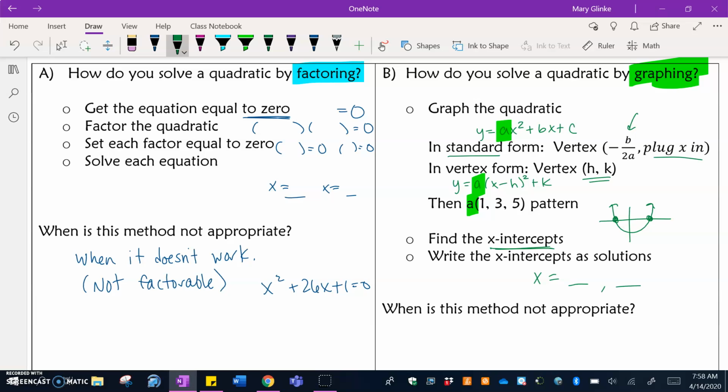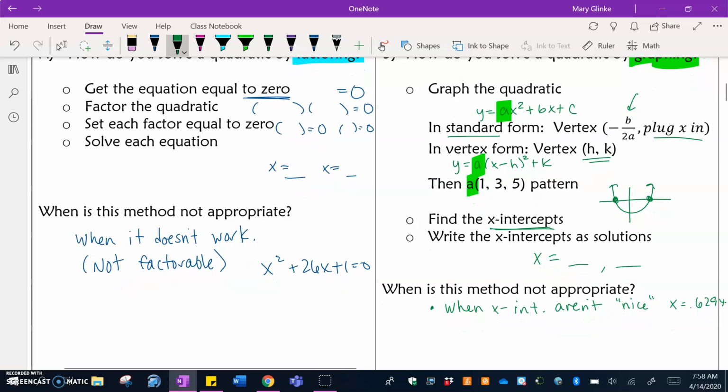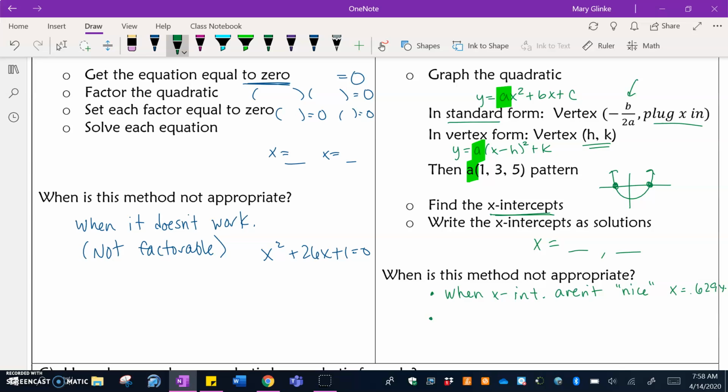But once again, this method does not always work. It's not always appropriate to use. There are two different cases when the x-intercepts aren't nice. One is when they're a decimal, like 0.62943 that keeps on going. The other time this method is not appropriate is when there are no x-intercepts. When your graph looks like this, it doesn't cross the x-axis, but there still are two solutions to that quadratic. It's just that they're imaginary.